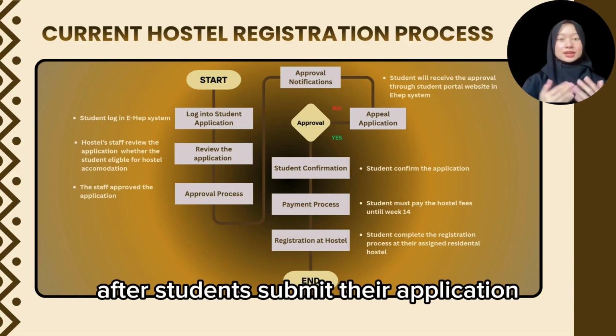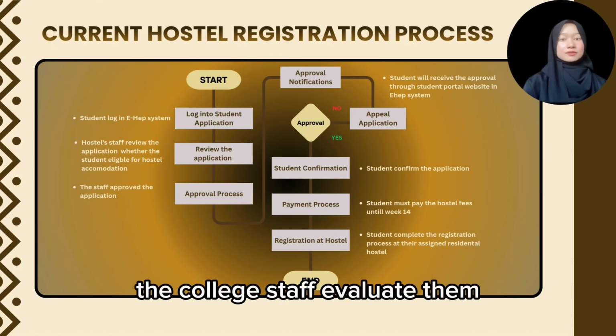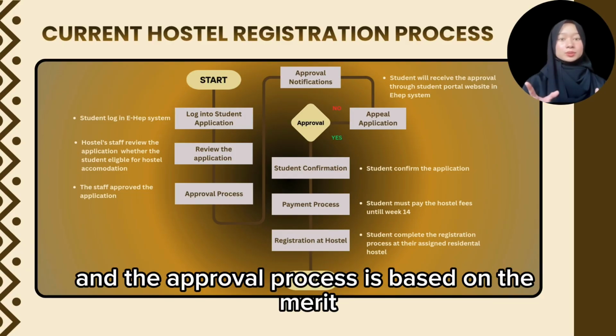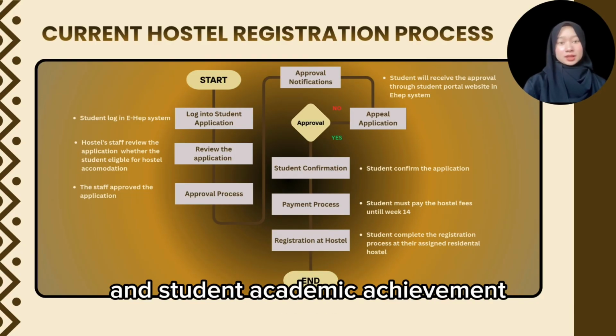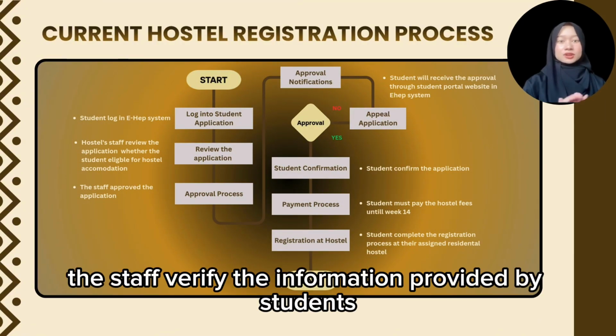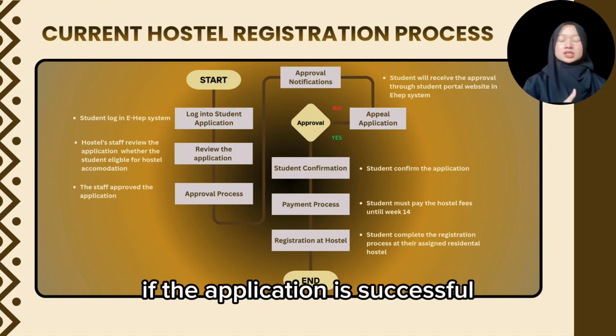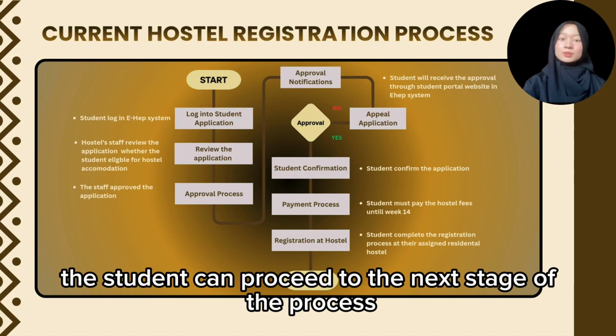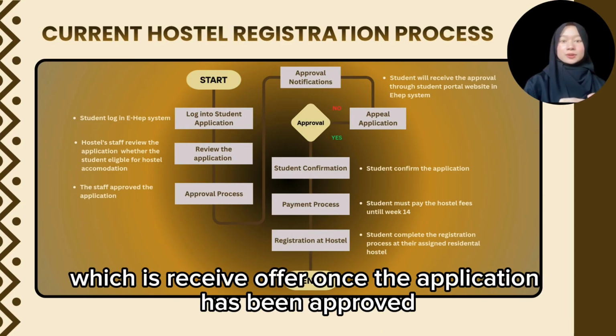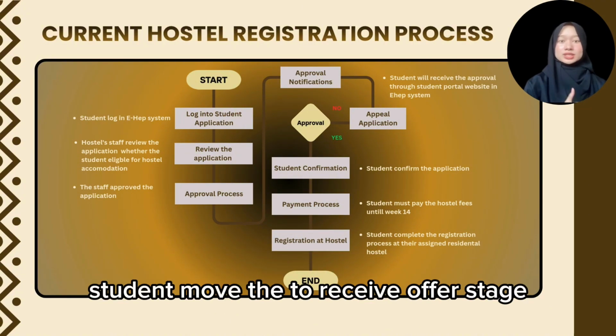After students submit their application, the college staff evaluate them and the approval process is based on the merit and student academic achievement. During this stage, the staff verify the information provided by students to ensure that the application meets the requirement. If the application is successful, the student can proceed to the next stage of the process, which is receive offer. Once the application has been approved, students move to the receive offer stage.